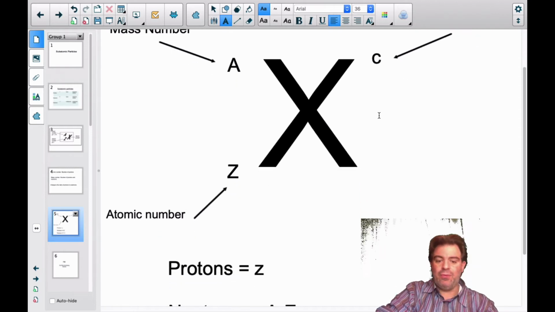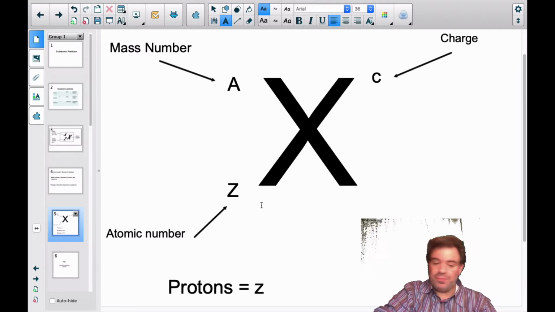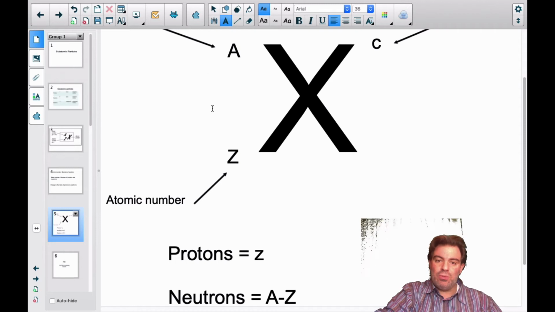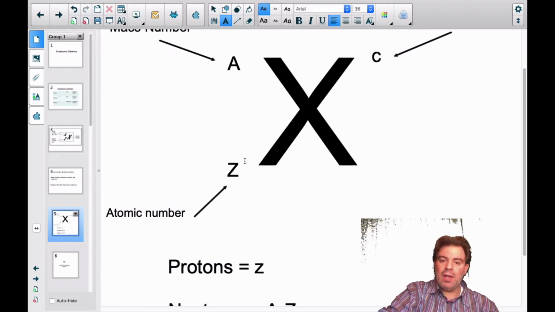So let's say now we want to find the number of protons. We are simply going to look at this bottom number, Z, right here, and that signifies the number of protons. The atomic number may not be given to you in a problem because it is readily available in your reference tables. Now, to find the number of neutrons, we subtract the atomic number from the mass number, so A minus Z. And finally, to find the number of electrons, we subtract the charge from the atomic number, so we subtract these two numbers right here.